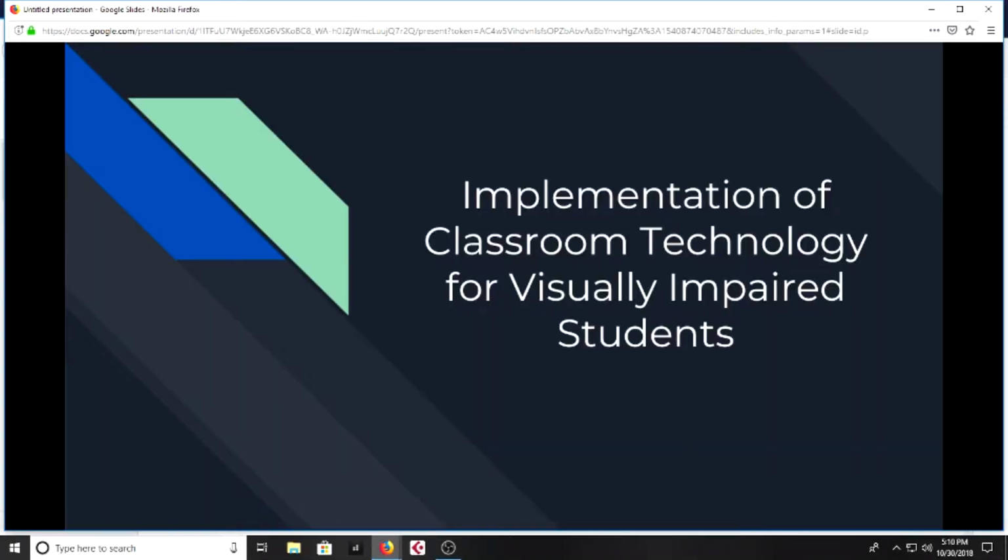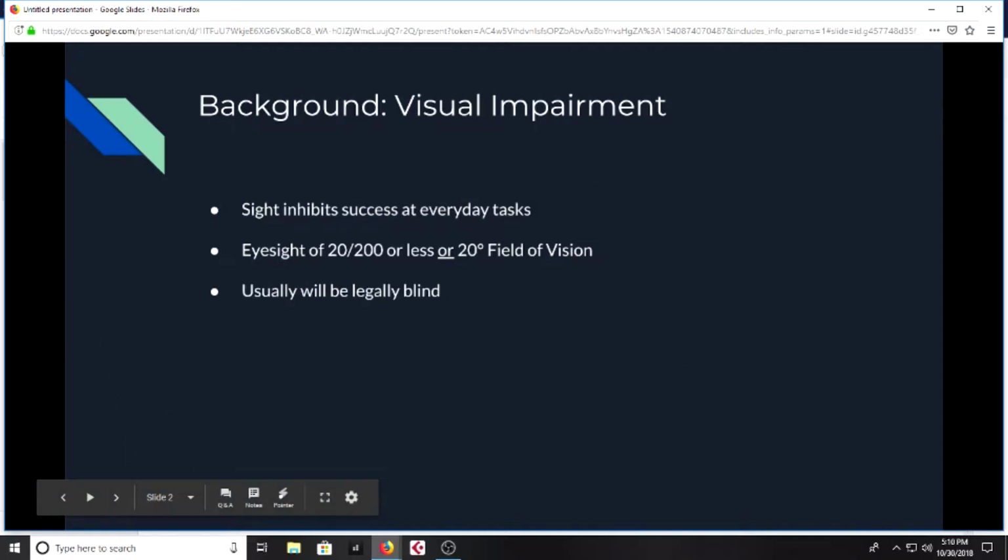So today I'm going to be talking about the implementation of classroom technology for visually impaired students. Visual impairment is vision loss that inhibits one's success at everyday tasks. I'm just going to be talking about the educational part of it for today. For a lot of these cases with students, visual impairment is going to be sort of synonymous with legally blind.